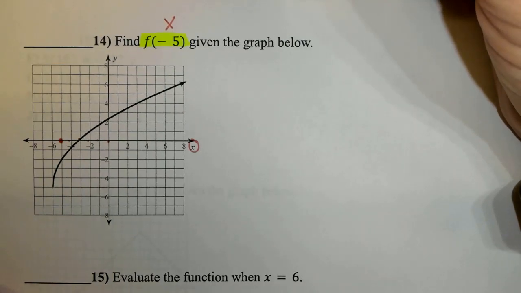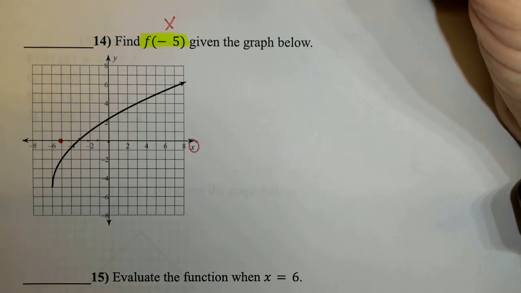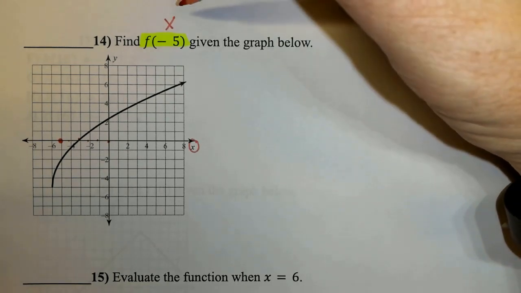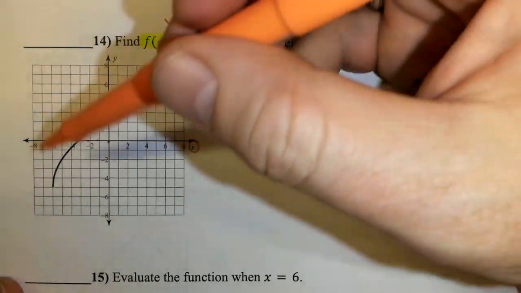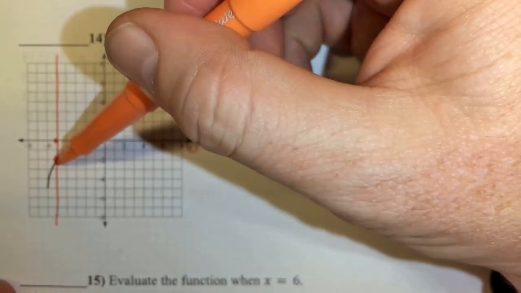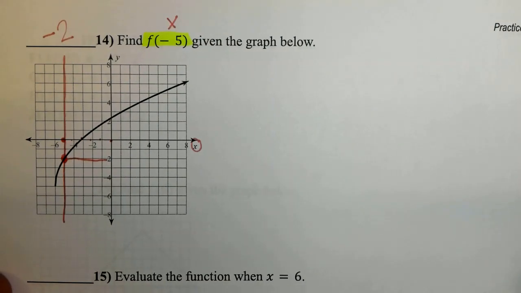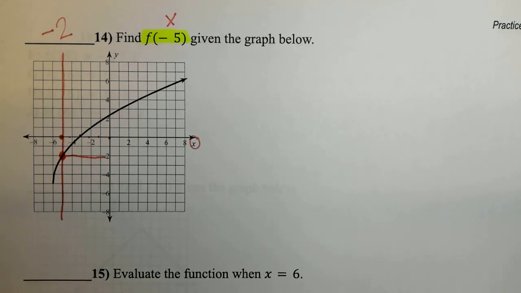Okay, there's -5. And the whole point of this is I want to find out where my graph crosses when x is -5. So if I draw my line like this, notice it crosses right here, which is -2. That's all I'm looking for. And I think this is the first question we've had on this test that is not multiple choice. So on the actual test, number 14 will be a graph and is not multiple choice. So you have no help.